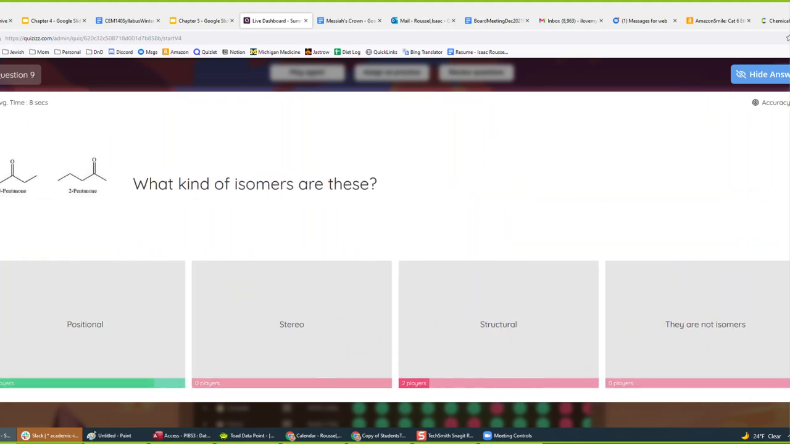What kind of isomers are these? Most of you got it correctly. It's positional because the ketone group is just on a different carbon in the chain. The chain itself hasn't changed structure. So this is a positional isomer.